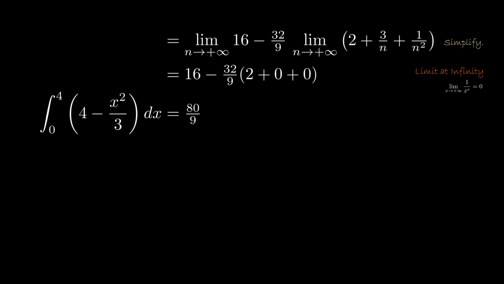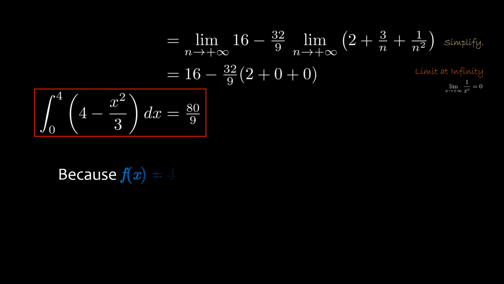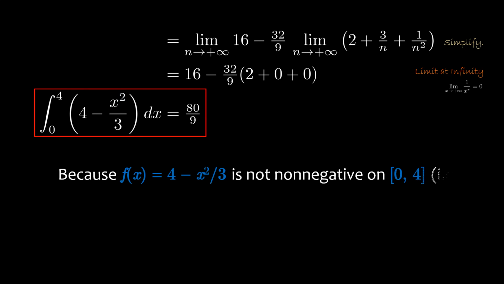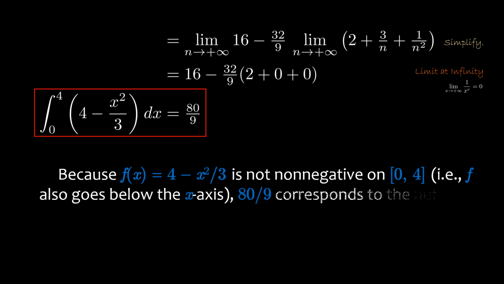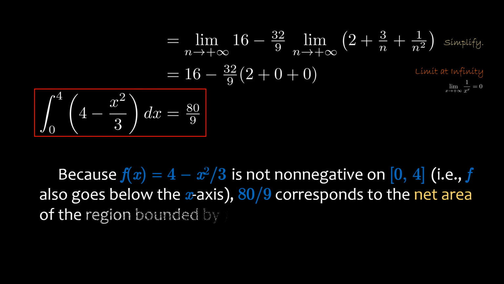Therefore, the integral of 4 minus x squared over 3 dx from 0 to 4 is equal to 80 over 9. Because f of x equals 4 minus x squared over 3 is not non-negative on [0, 4], in other words, f also goes below the x-axis. 80 over 9 corresponds to the net area of the region bounded by f on [0, 4].